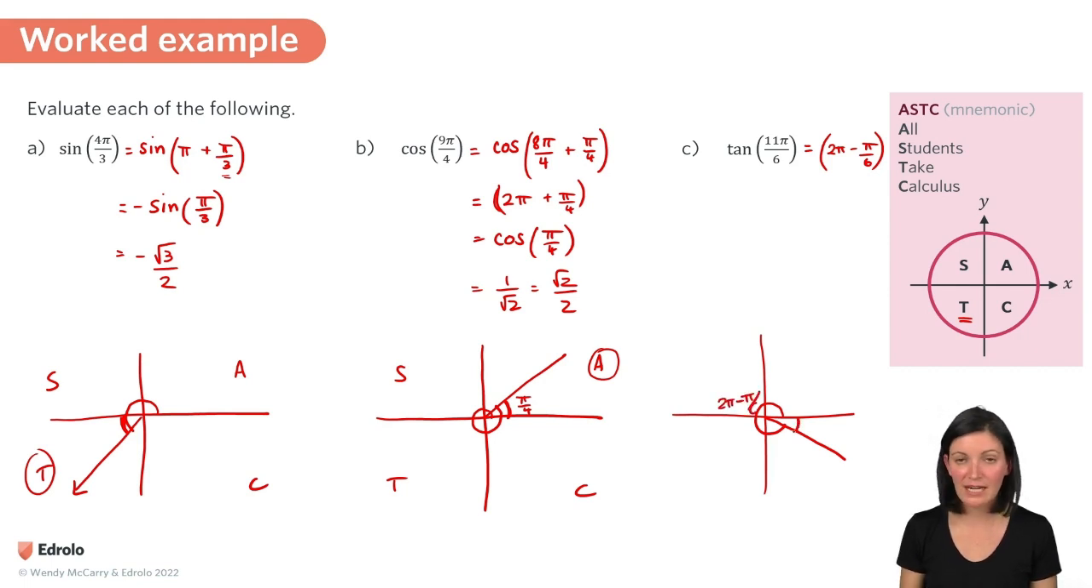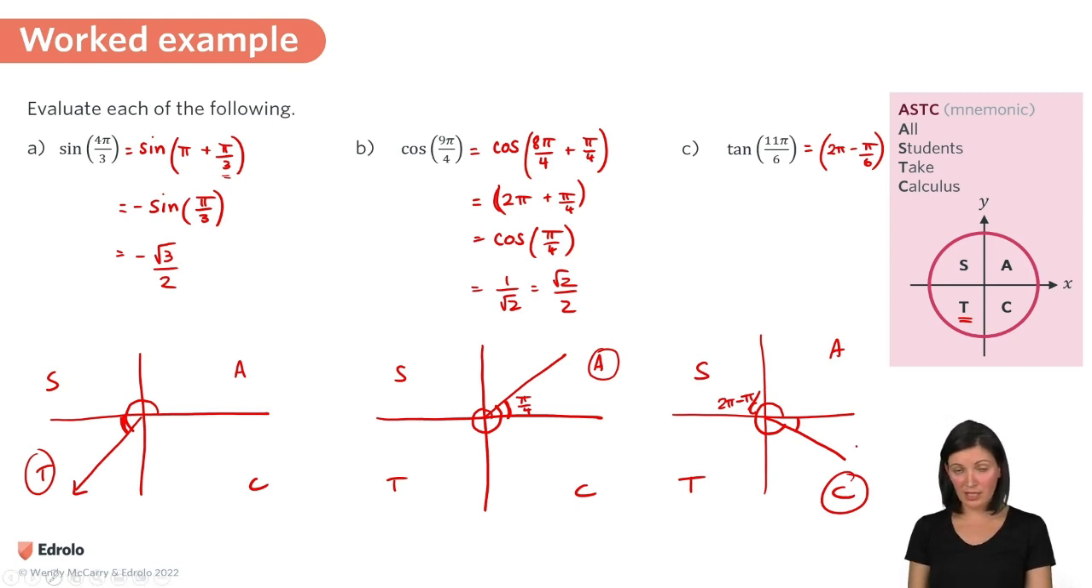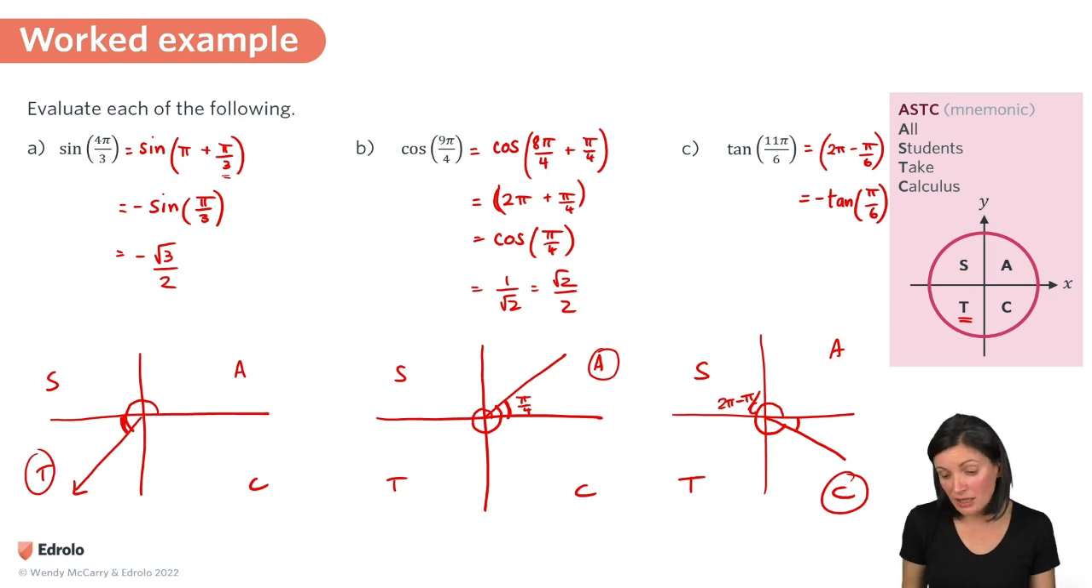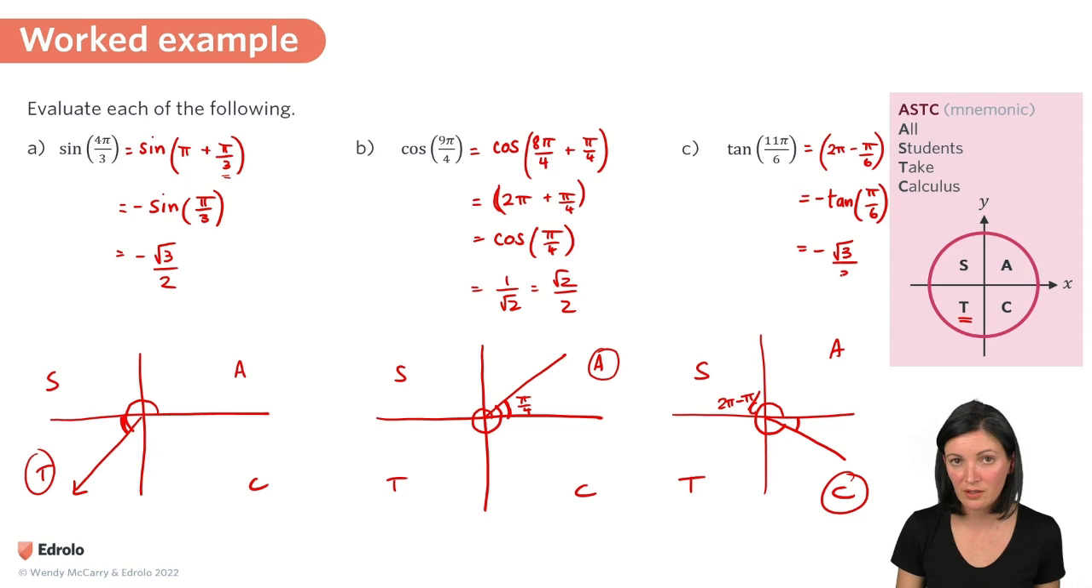Okay, so my reference angle in this case is pi on 6. So, ASTC, I know that the angle's in the fourth quadrant, and I'm looking at tan. So tan is negative in that quadrant. So I'm looking for the negative value of tan of pi on 6. Now I need to know that the exact value of tan of pi on 6 is root 3 on 3. So that's going to be equal to the negative of root 3 on 3.